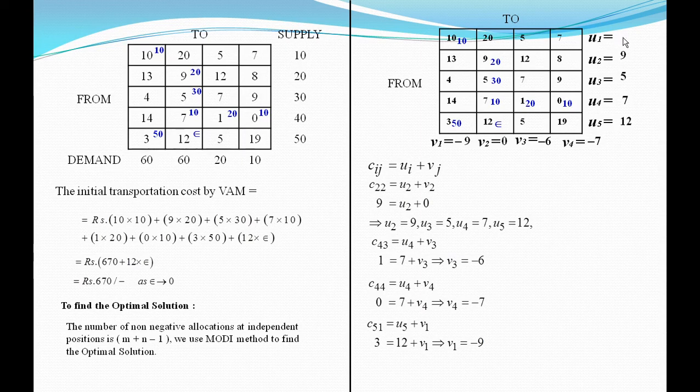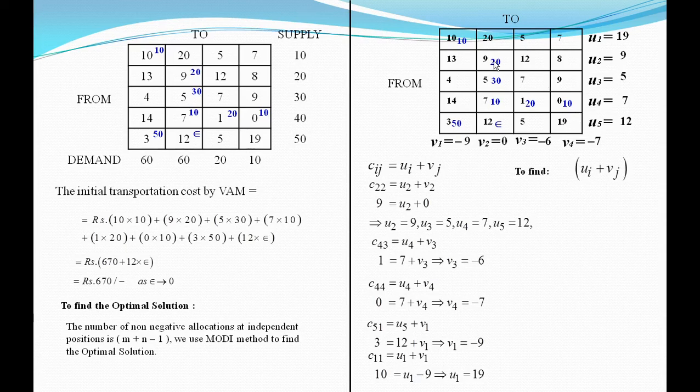I can find U1 with the help of this allocated cell with this 9. So C11, the position of this, is U1 plus V1. U1 we don't know, keep it as U1 itself. V1 we know as minus 9, so put that minus 9 here. Take this minus 9 to the other side, you get U1 equal to 19. So we have identified the values of V1 and U1 systematically with the help of the formula C suffix ij equal to U suffix i plus V suffix j.